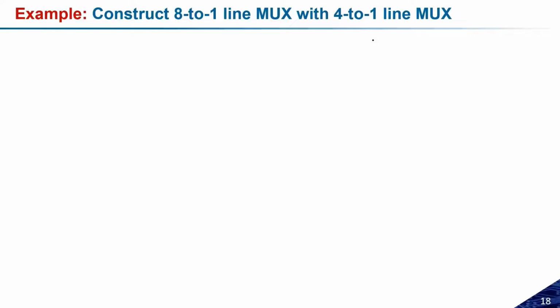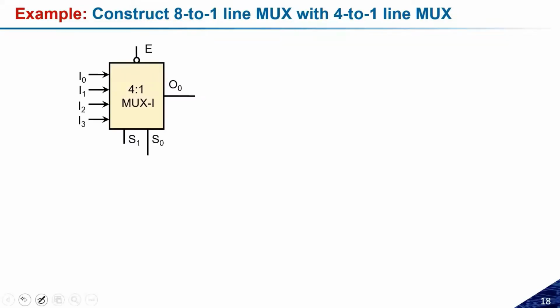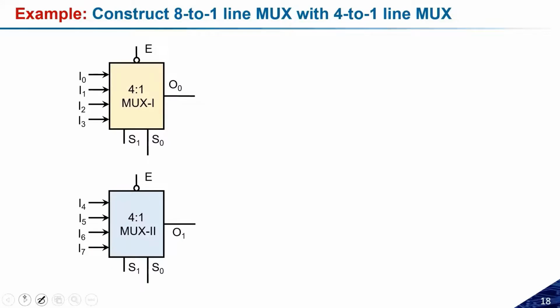Okay, so let me explain that circuit first. Initially, if you divide 8 by 4, you will get 2. So in the first stage, you need 2 multiplexers. So here I have 2 multiplexers. The inputs are from I0 to I7.